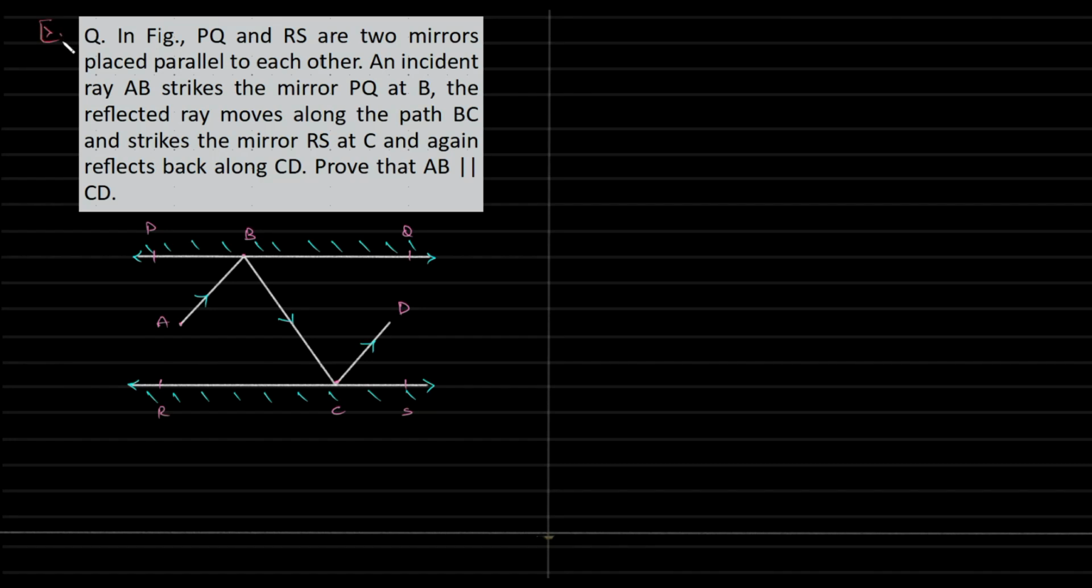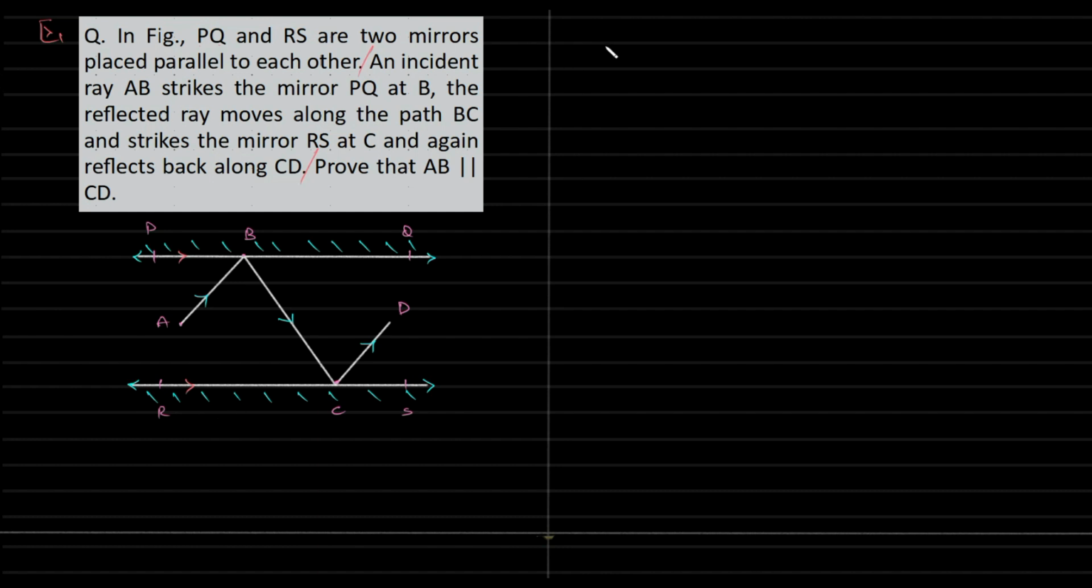In the figure, we have two parallel mirrors. So PQ and RS are two mirrors placed parallel to each other. An incident ray AB strikes the mirror PQ at B, and the reflected ray moves along the path BC and strikes the mirror RS at C, and again reflects back along CD. Prove that we have AB being parallel to CD.